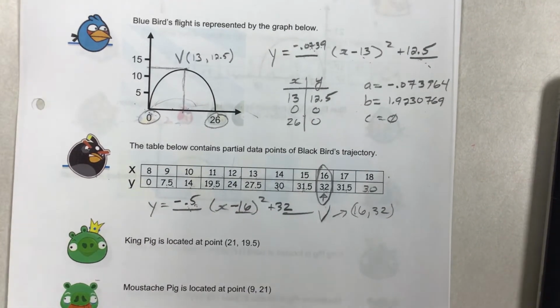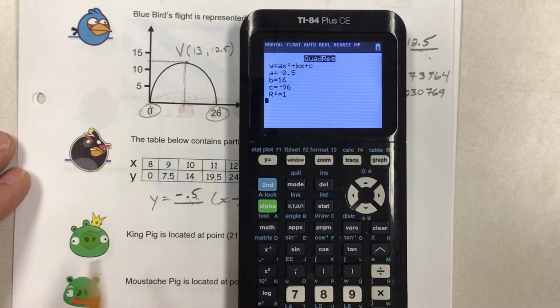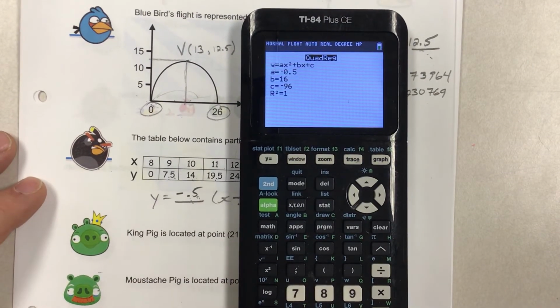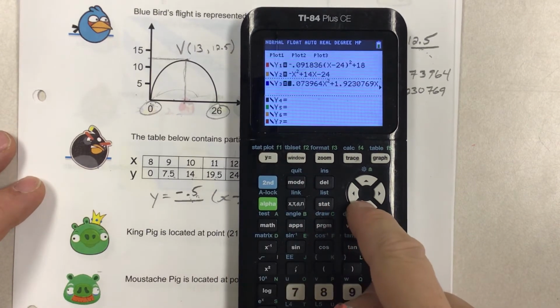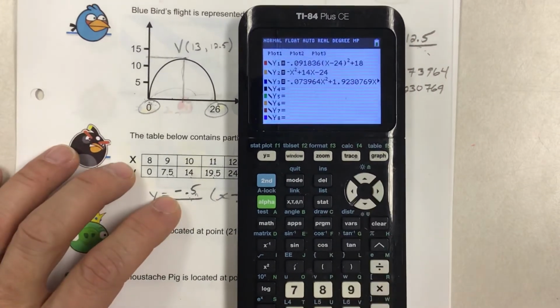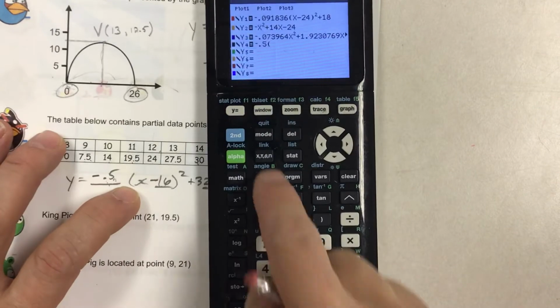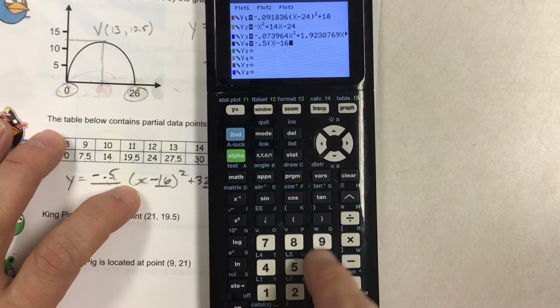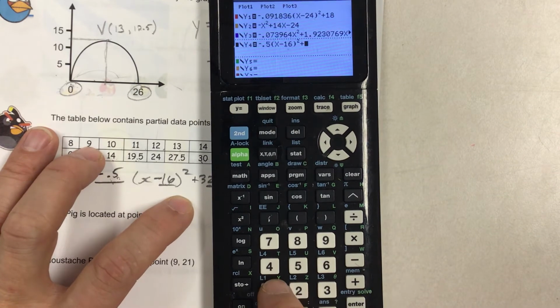And then we got them all four. There we are, all four. So we just have to enter it in, and then we'll graph it, and we'll see who hits the king pig and who hits mustache. Here we go, y equals, and number 4 down to black. So I got red, yellow, blue, and black. And black is nice and simple: negative 0.5, bracket, x minus 16, bracket all squared, and then plus 32.